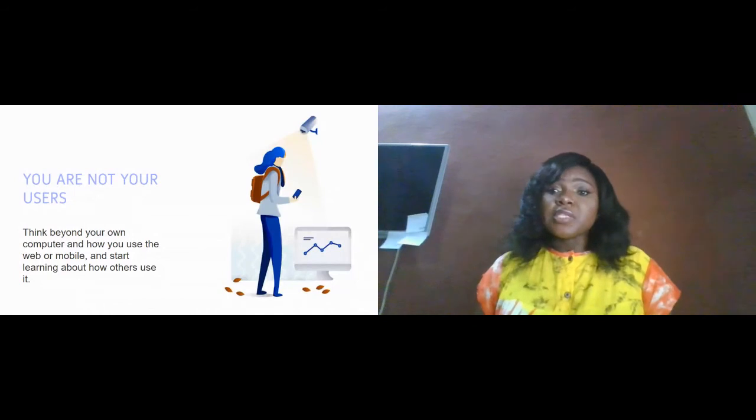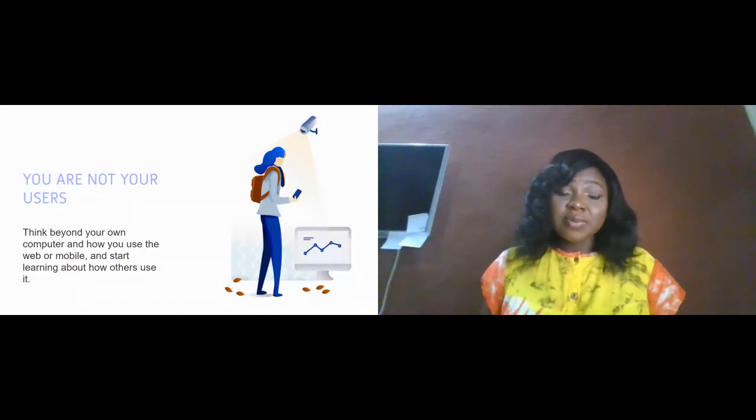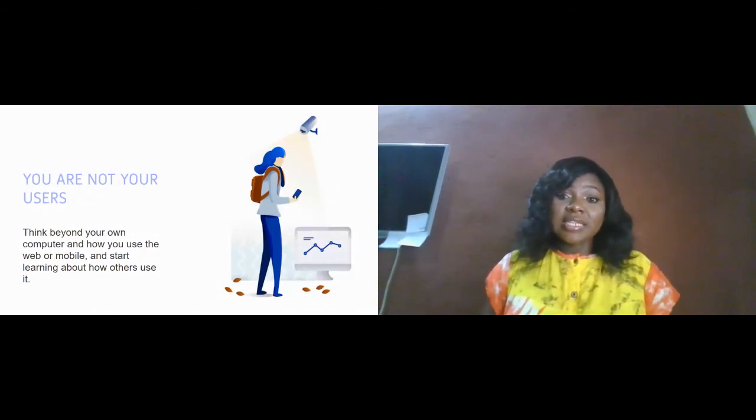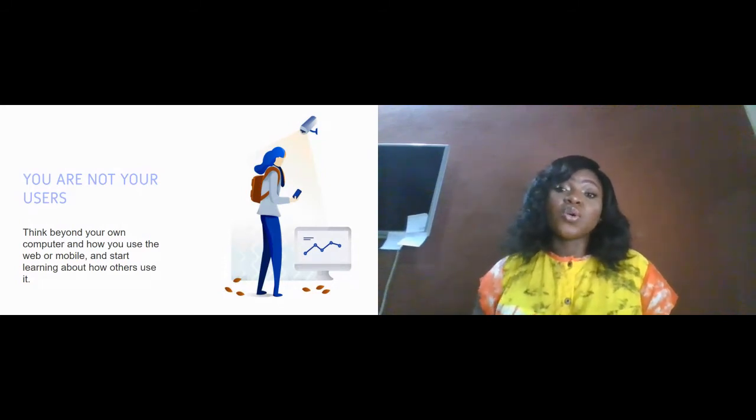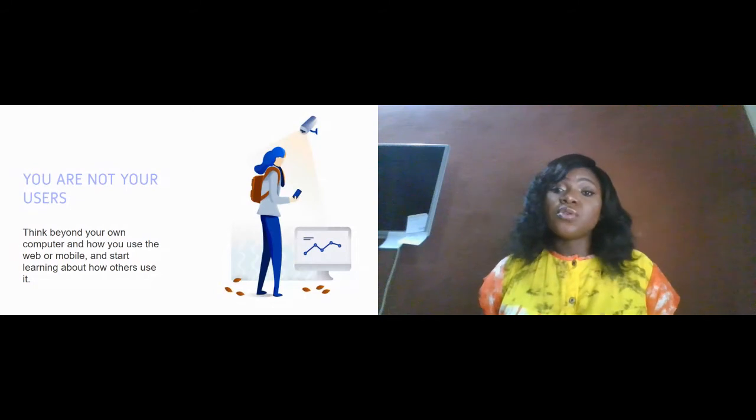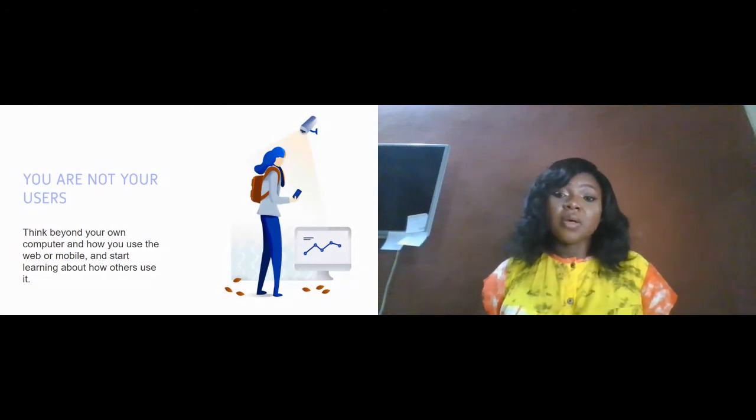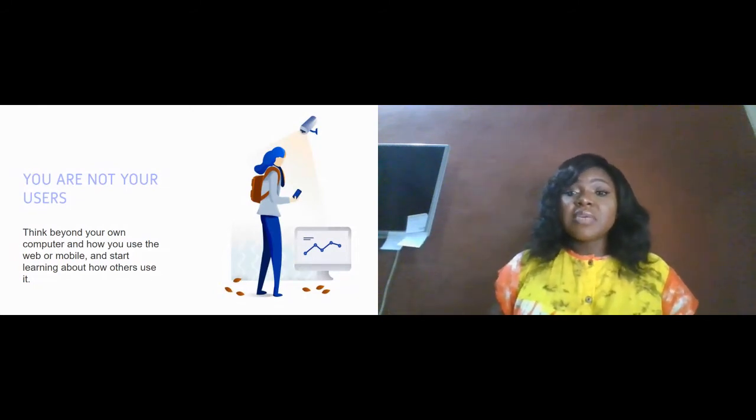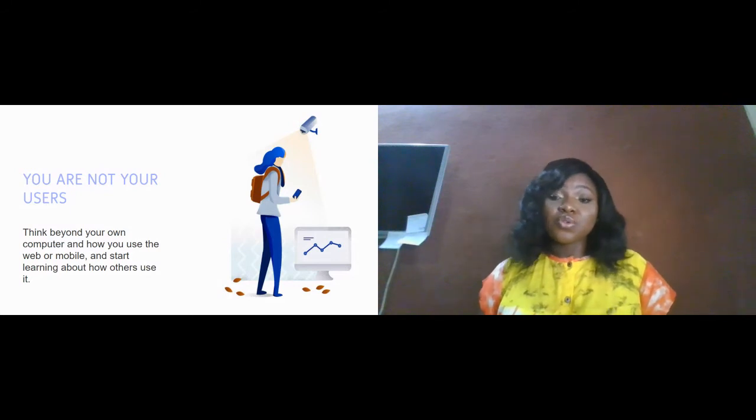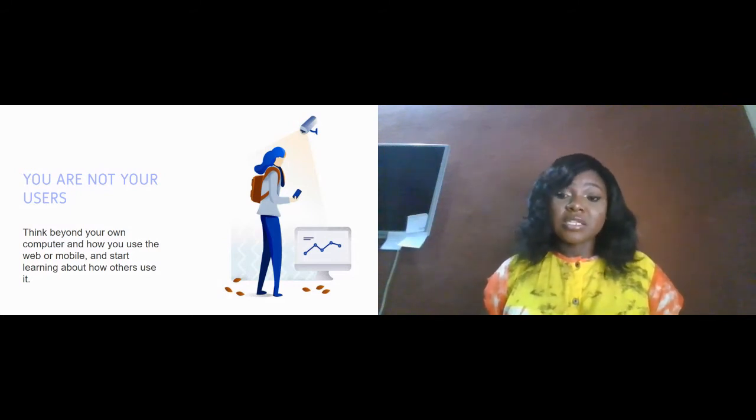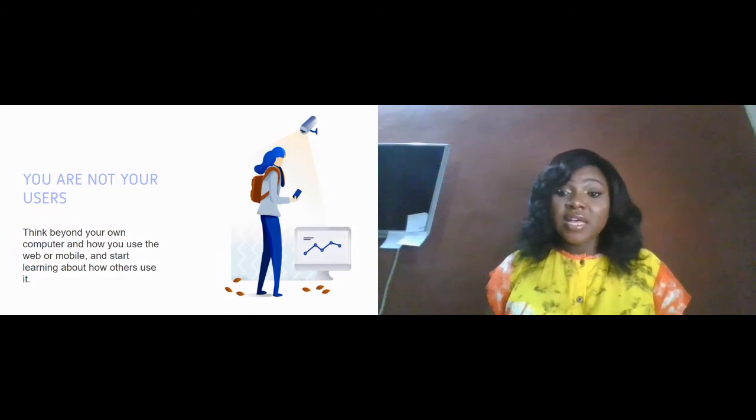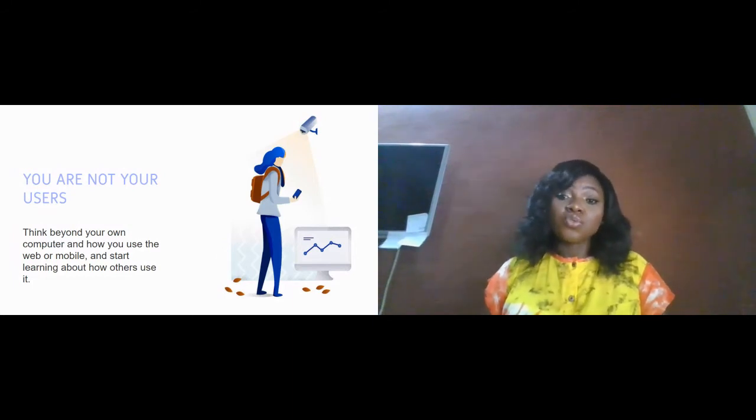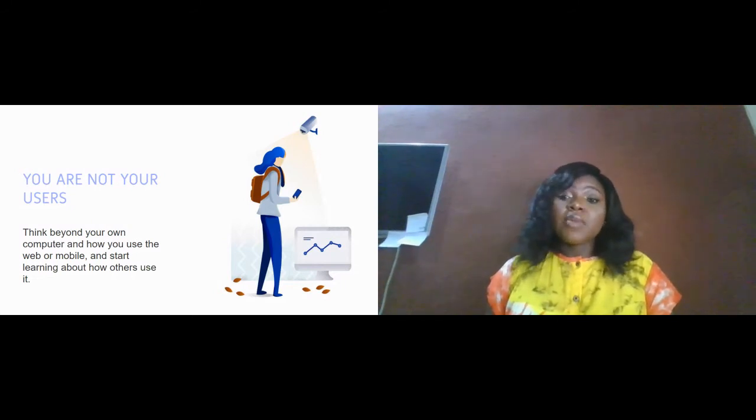People with disabilities are just as diverse as people without disabilities, and so are their disabilities. It is essential to think beyond your own computer and how you use the web, and start learning about how others use it. Basically, you are not your users. People use special tools to access web content. These special tools are known as assistive technologies. So how do you build apps and software products that everyone can use?